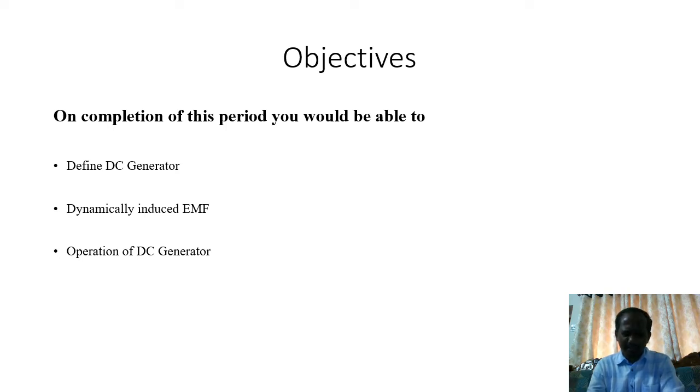Dynamically induced EMF. When a conductor is placed in a magnetic field and rotated, it cuts the flux of the magnetic field. With the rate of change of flux with respect to time, an EMF is induced in the armature conductor. So that is the EMF induced in the armature conductor.